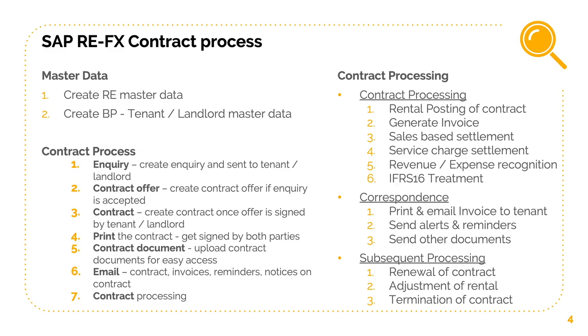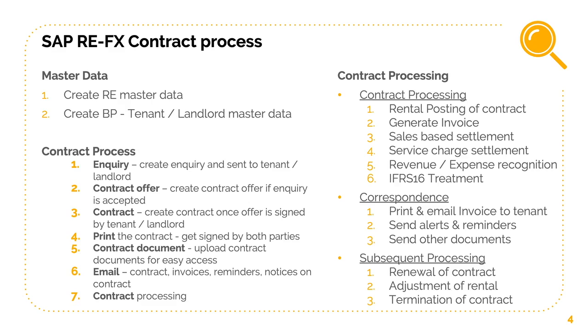Second is correspondence. We can print, we can email all the invoices, reminders, alerts, and other documents. Basically it's a communication between the company and the tenant or the landlord. Now second part is subsequent measurement. So these are the additional transactions once the lease is created.